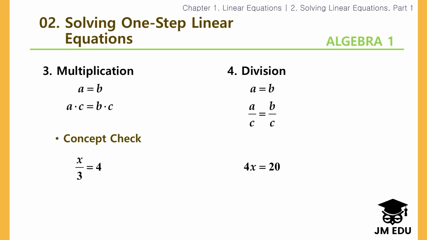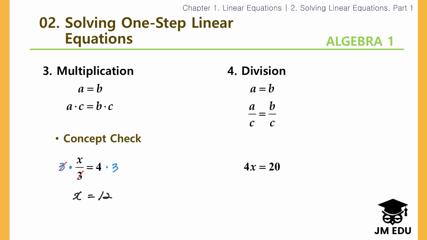Number 3, multiplication. Let's say a is equal to b. We can always multiply the same non-zero number c to each side of this equation. For example, let's say we have x over 3 is equal to 4. We can multiply each side by 3. Then this is going to be cancelled out, right? 3 times 1, 3 times 1. So the solution x is equal to 4 times 3, that's 12.